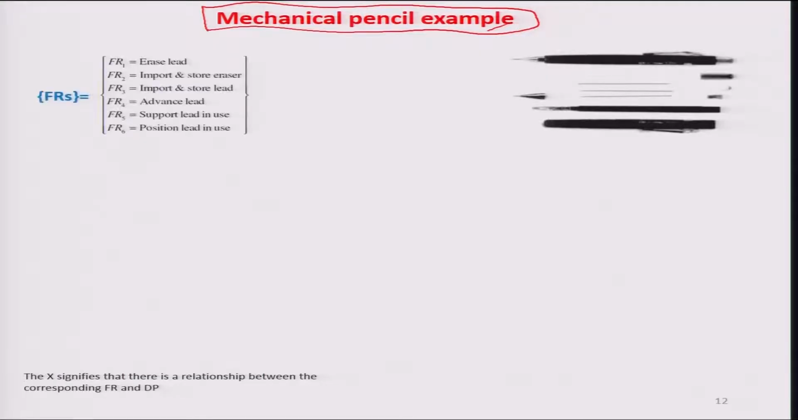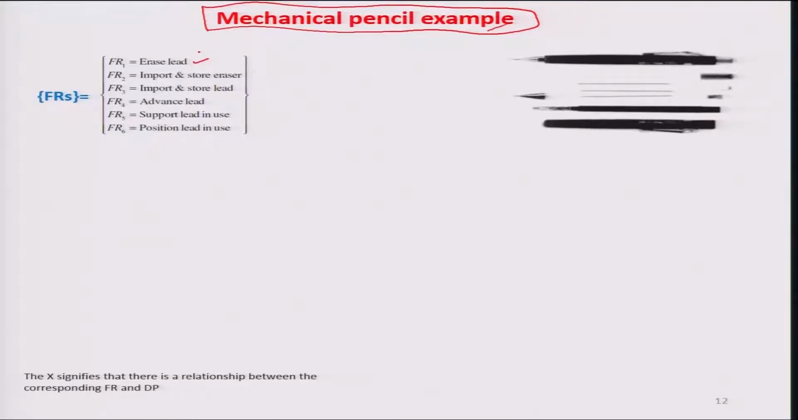Now I am taking one example to explain how you will formulate the design equation, and I am giving one example of a mechanical pencil. Suppose that you want to make a pencil, and there is a customer need. After you make a questionnaire for the customer, those needs are converted into functional requirements. And what are the functional requirements? First one is erase lead.